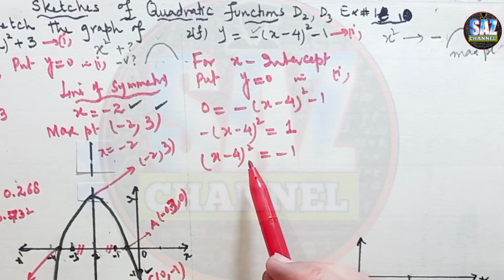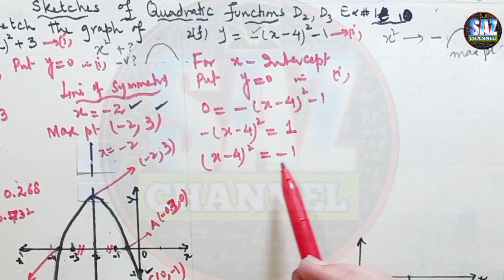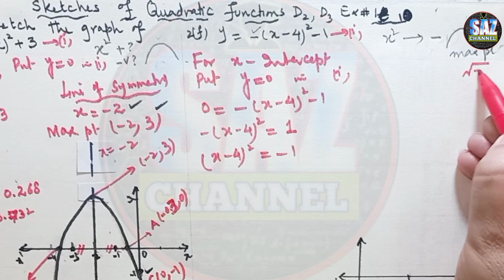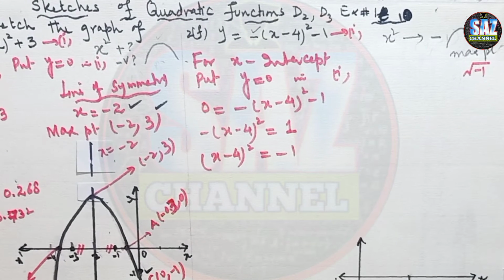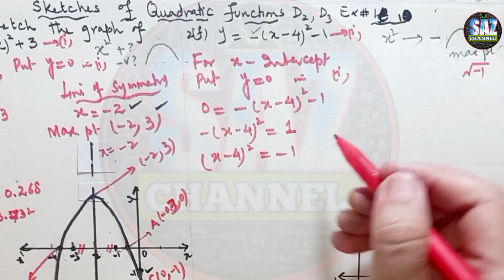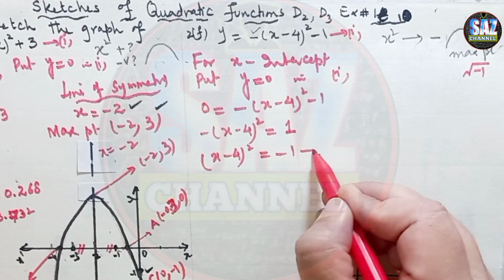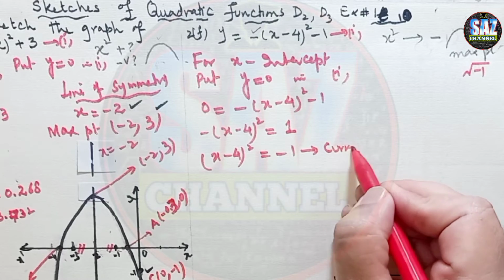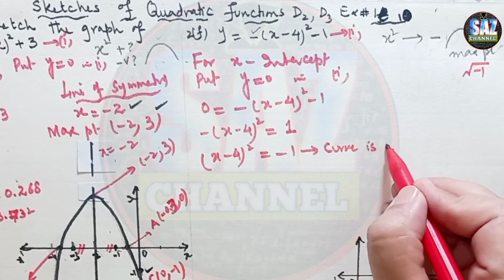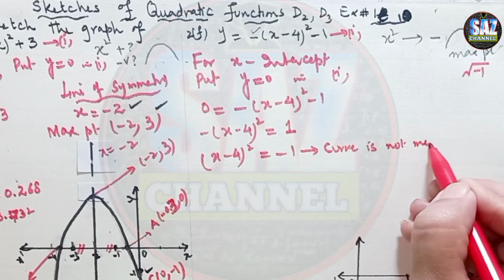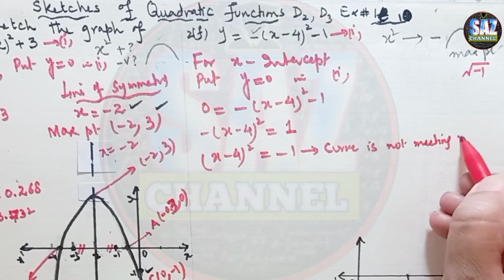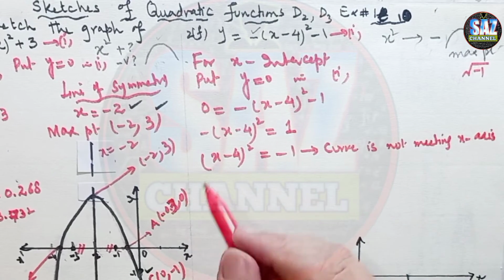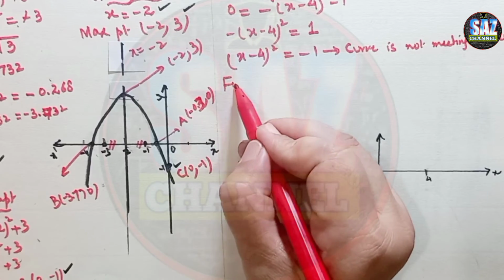When we take the square root of this x minus 4, on the other side I will have a minus sign under the radical sign, under the square root sign. So that means that the curve does not meet the x-axis. There are no x-intercepts, or the curve is not meeting the x-axis, so there will be no x-intercepts.